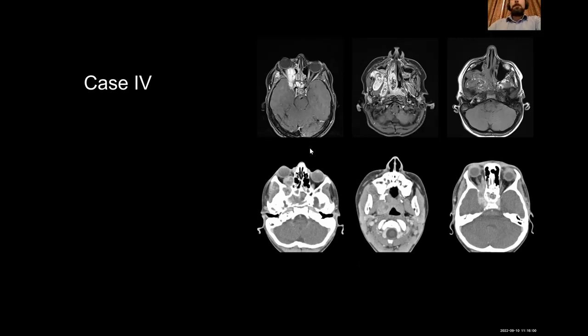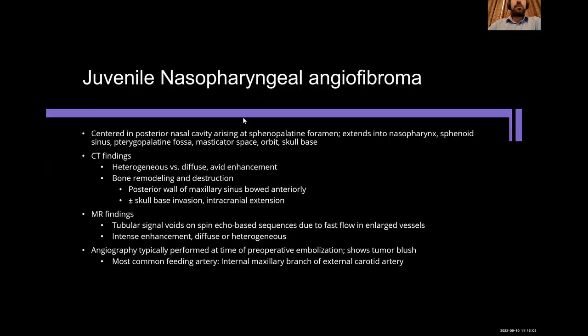Okay. Next case. But just let me give some points on nasopharyngeal angiofibroma. It is centered in the posterior nasal cavity, arising at the sphenopalatine foramen, and extends into the nasopharynx, sphenoid sinus, pterygopalatine fossa, masticator space, orbit, and the skull base.